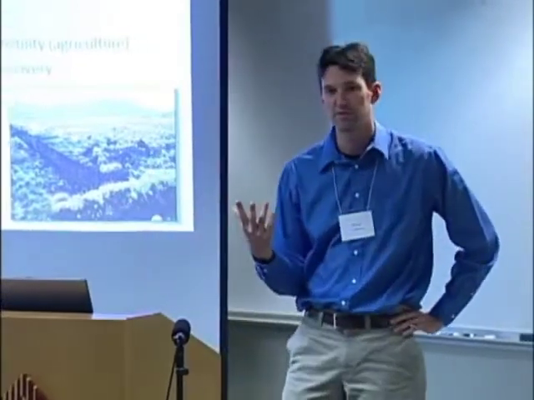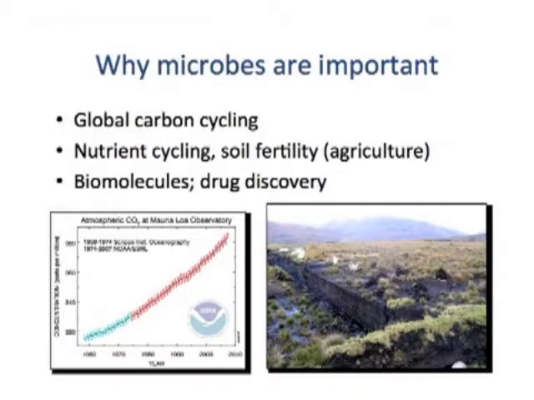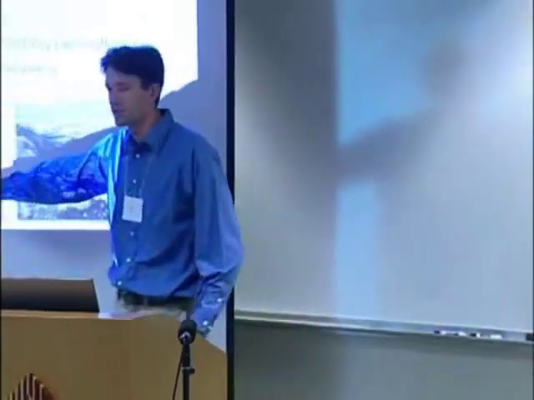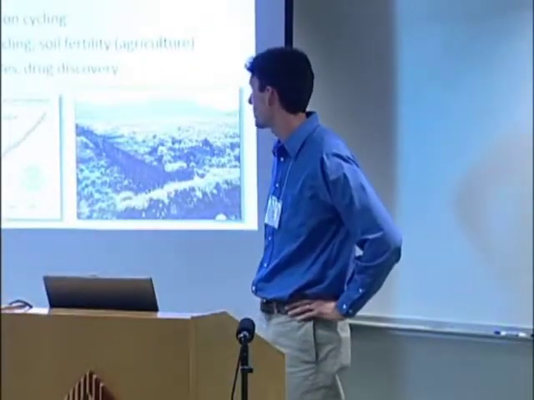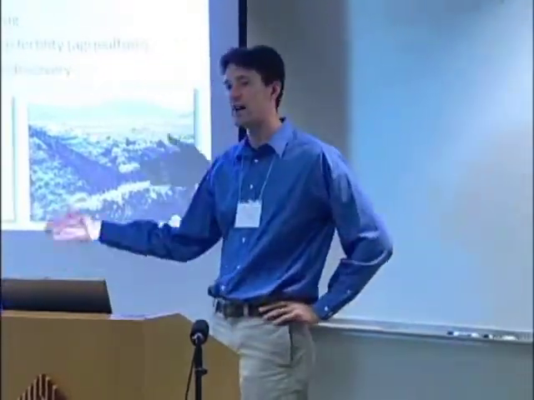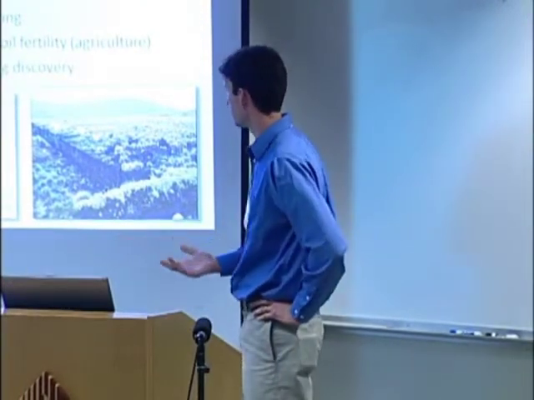So here are some examples of the processes for which microbes are really important. And this is the scale that I think about as an ecosystem ecologist. And this is the scale where I think we could really benefit from some of the discussions that we're having about microbial public goods. So one of the things that microbes are heavily involved in is the global carbon cycle. And every ecosystem ecologist has to put this figure up at some point in their talk. This is a plot of CO2 concentrations over time since the late 1950s, showing the rise in CO2 concentrations in the atmosphere due to human activities.